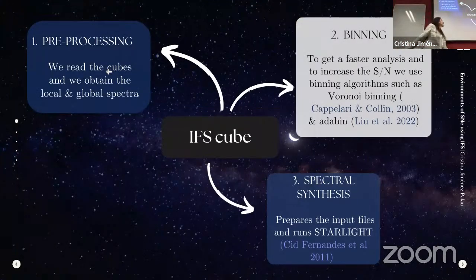So how do I do that? We have the cube and we need to do some stuff. First of all, we do some processing: we basically clean, correct extinction, resample, this kind of stuff. Then for the spatial analysis, we use some binning algorithms if necessary. And then we take these cubes and put them into the spectral synthesis.